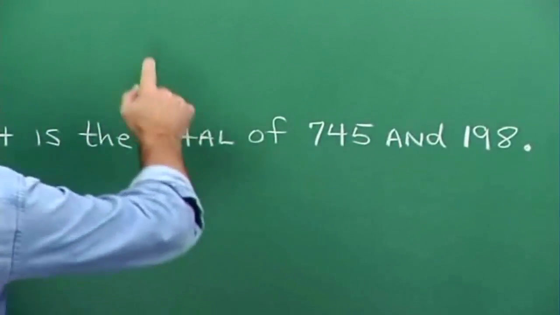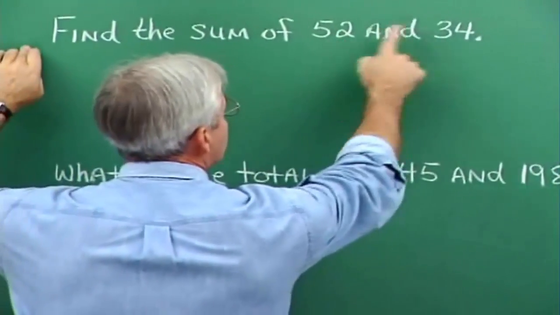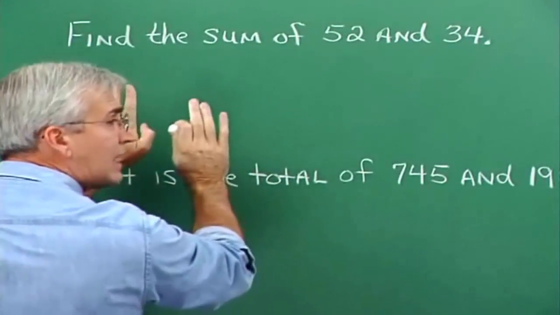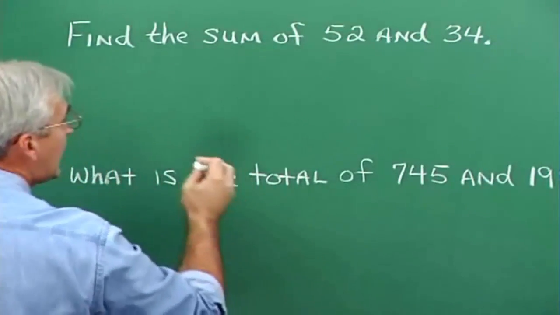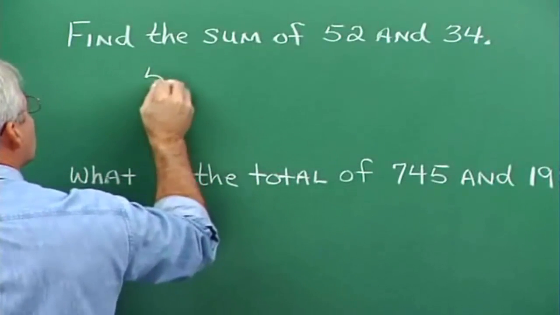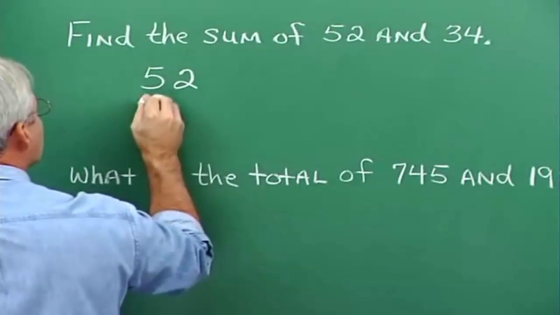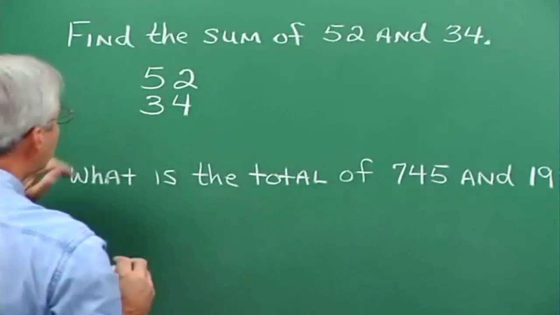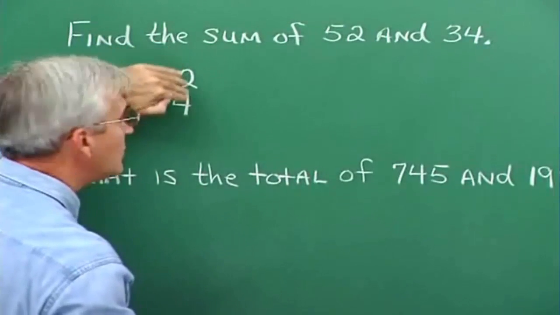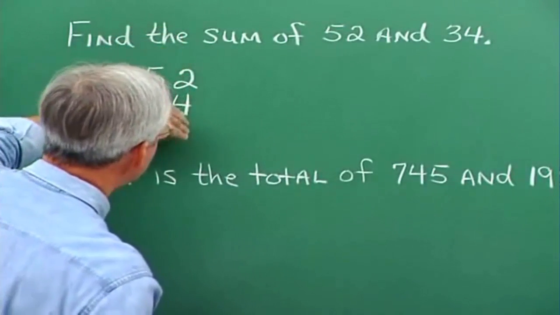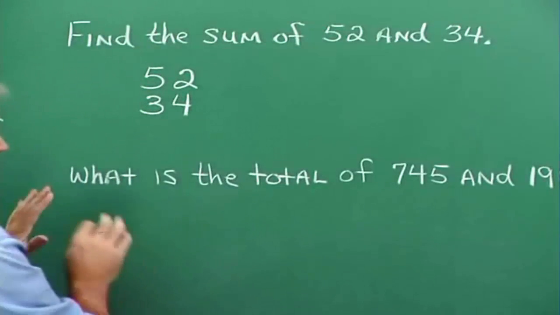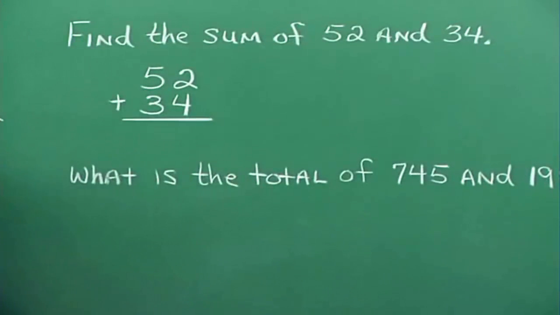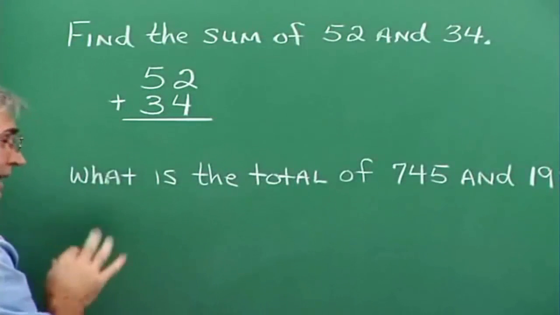If we want to add or find the sum of 52 and 34, then we want to write the numbers so that it's pretty easy to find the value for that total. And to do that, we arrange the numbers in a particular way. We write 52 and we write the 34 below it so that the digits of the same value line up. Notice that we have ones digits here and we have tens digits here. So we're just lining up digits of the same value in order to accomplish the process or find that total.